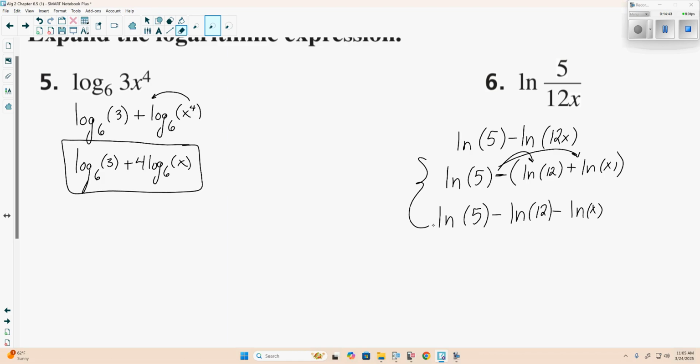Questions on expanding? Questions on how we expanded any of this here? Do we feel comfortable with expanding? Yes.